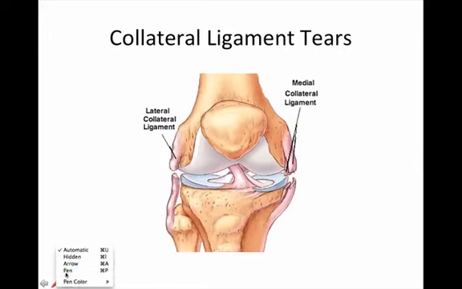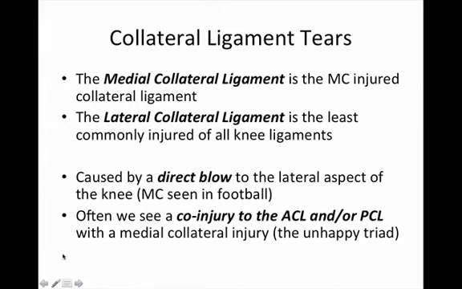Okay, the collateral ligaments. So our collateral ligaments are on the medial and lateral aspect of the knee, right? So the medial collateral ligament, MCL, is most commonly injured of both collateral ligaments. The lateral collateral, or the LCL, is the least commonly injured. Obviously, there's only two. These are caused by a direct blow to either side of the knee.